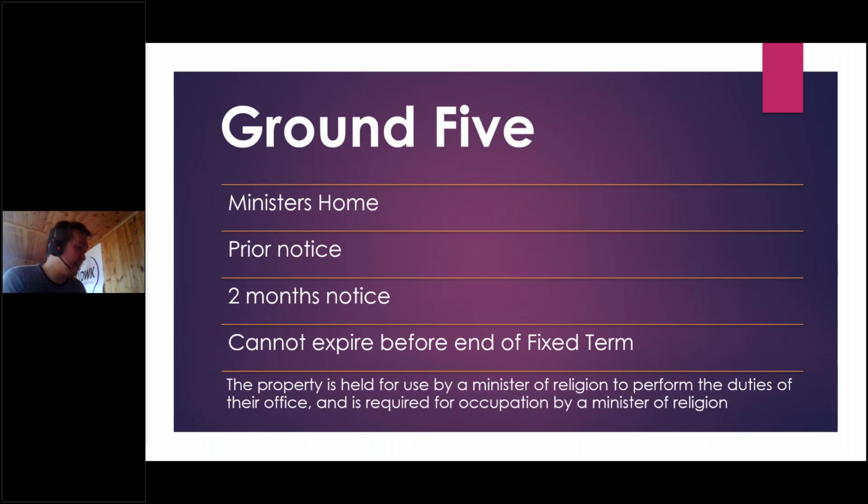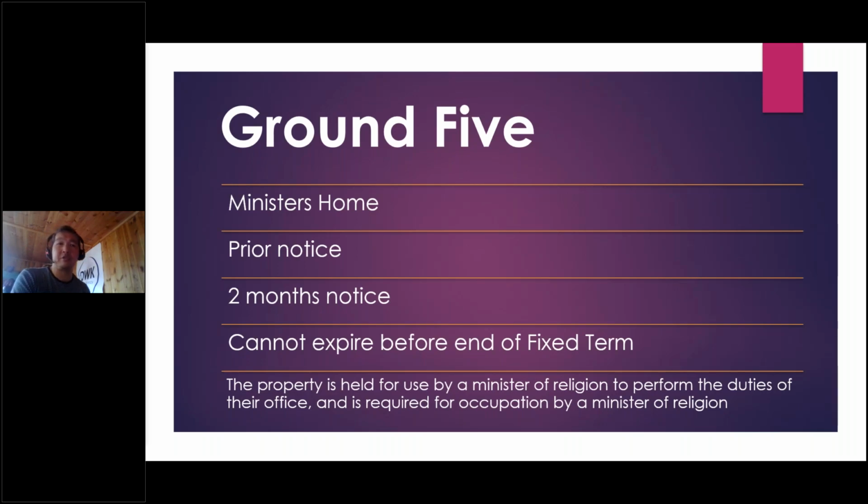The last point is obviously the most important one. The property is held for use by a minister of religion to perform the duties of their office and is required for occupation by a minister of religion. So the landlord would need to have evidence that that's what they need it for. They've got a new member of staff or a new clergy person, and they need accommodation to be housed. So if they were renting out on the private sector market, because the person that they currently employ has their own accommodation, and they get a new minister, which happens quite frequently, I think the person at my church changes every 2 years, then they have the ability to serve notice under this particular ground 5, and so long as they can prove that's what they need it for, then the judge must give possession.